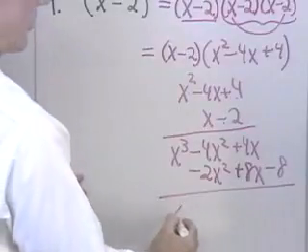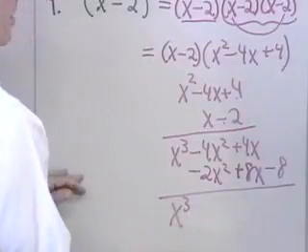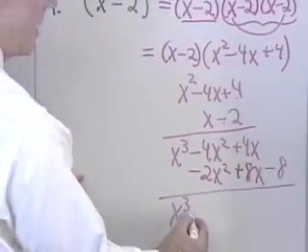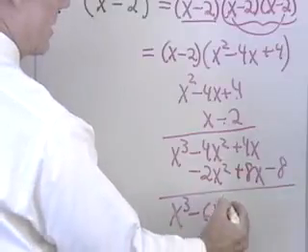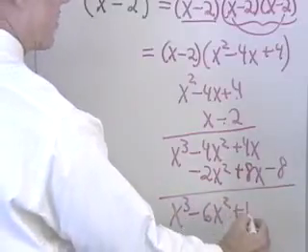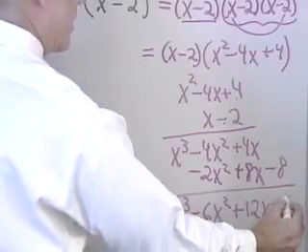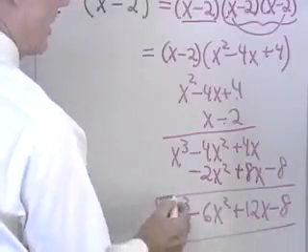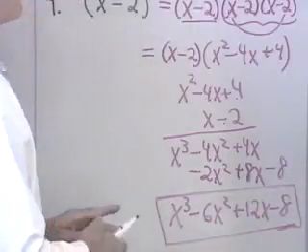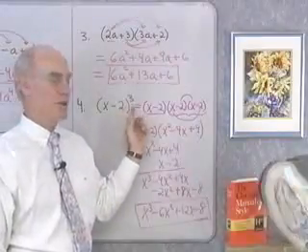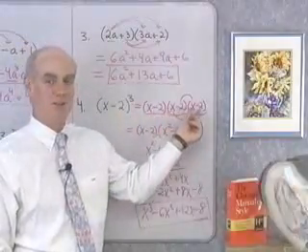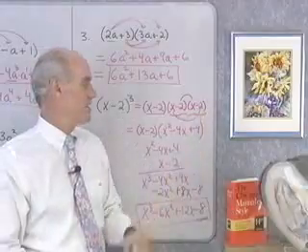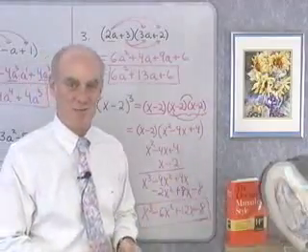So here's my column arrangement again. Now I'll just add similar terms and get x cubed minus 6x squared plus 12x minus 8. So there is the answer to the quantity x minus 2 cubed. It'll be x minus 2 times x minus 2 times x minus 2. And that's a look at some problems that involve multiplication with polynomials.